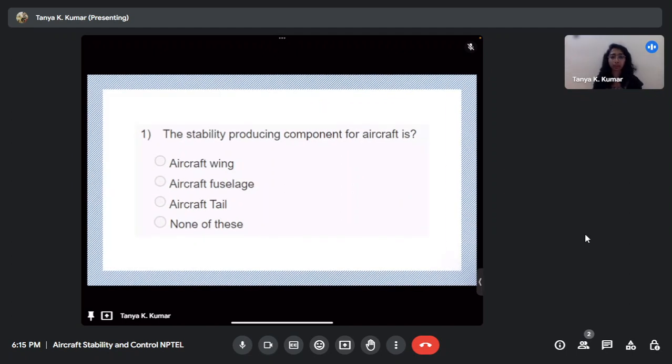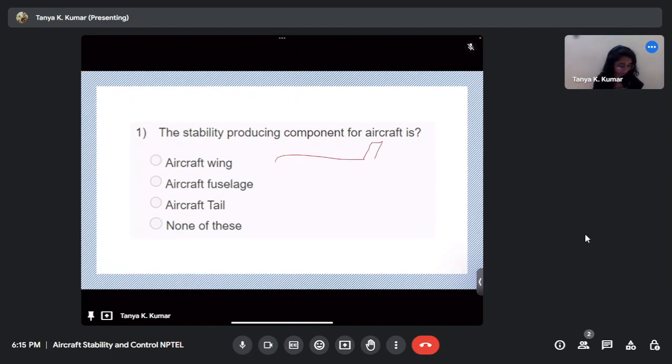The stability producing component for an aircraft is, we had seen this similar question earlier. So what is it? Is it the wing, fuselage, tail, or none of these? If it's just a wing only configuration, so if you have the wing here and CG is somewhere here, the wing is also an airfoil.